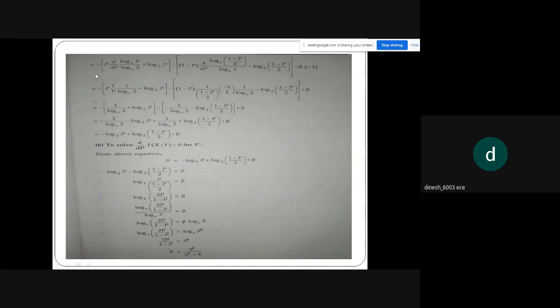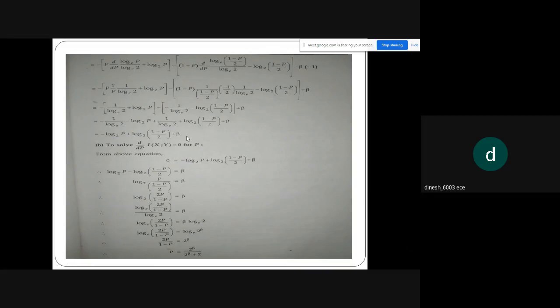Simplify further. You need to simplify further. Use this step-by-step method, and use your anti-log. You will get this value: minus log to the base 2 p plus log to the base 2 (1 minus p)/2 plus beta.